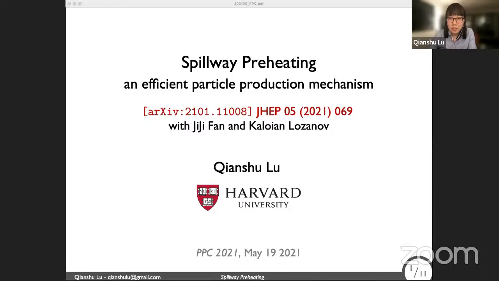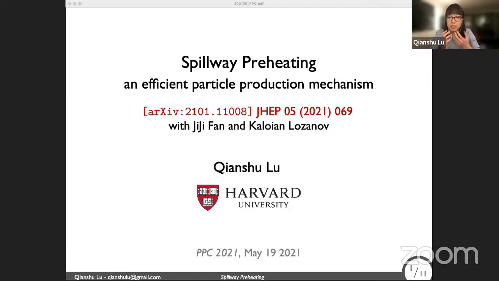So today I'll be talking about spillway preheating, which is a new mechanism we're proposing that can be used to deplete inflaton energy density after inflation. And it is more efficient at doing so compared to existing preheating models in the literature. This talk will be based on work I did with Gigi Fan at Brown and Chloe and Lozenov at UIUC.